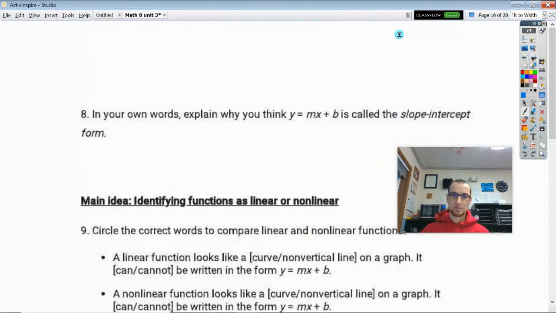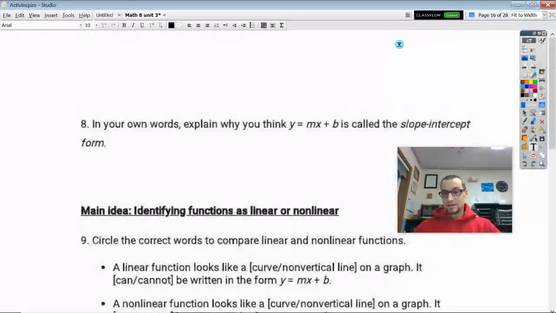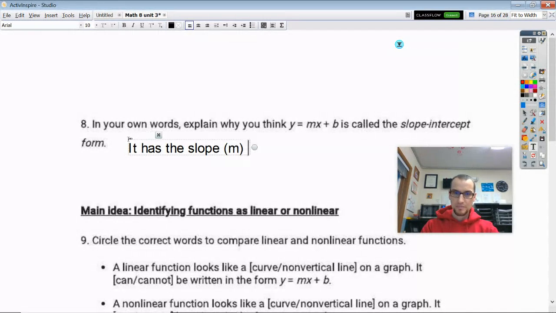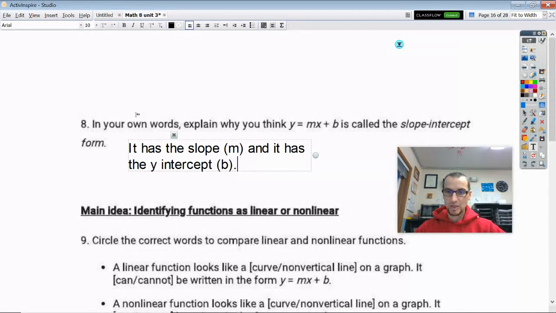In your own words, explain why you think y equals mx plus b is called slope-intercept form. Okay. It has the slope m, and it has y-intercept b. So I think that's why it's called slope-intercept form, because it has a slope and a y-intercept.